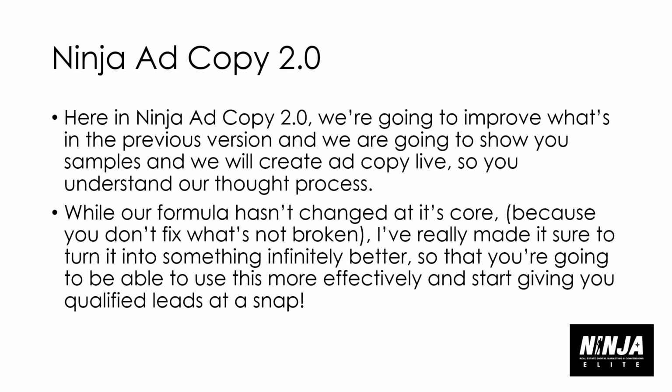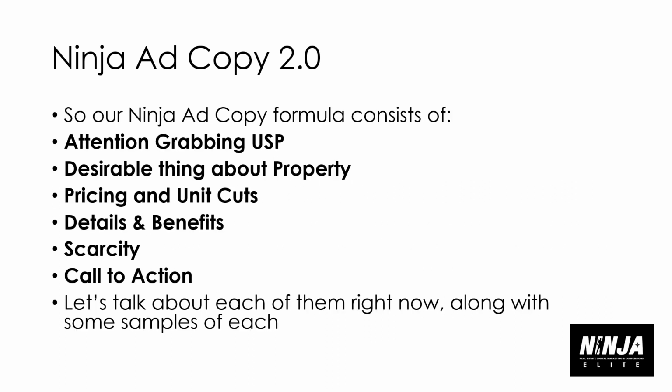While our formula hasn't changed at its core, because you really don't need to fix what's not broken, I've made sure to turn it into something infinitely better so that you're going to be able to use this more effectively and start getting qualified leads in a snap. So, our new Ninja Ad Copy formula consists of: attention-grabbing USP or unique selling proposition, the desirable thing about the property; next is the pricing and unit cuts; next is the details and benefits; next is the scarcity; and finally the call to action. So let's talk about each of them right now, along with some samples of each.